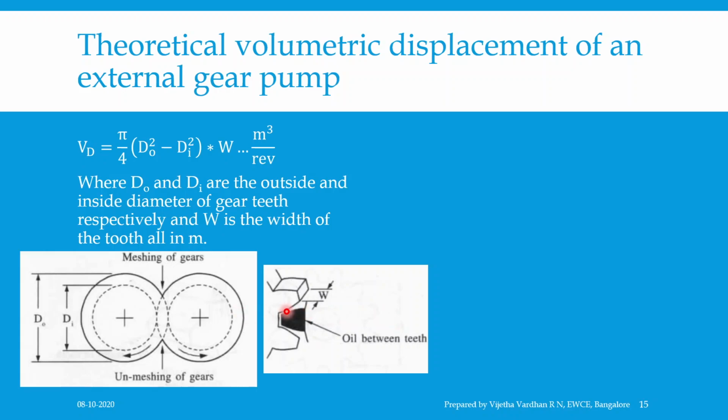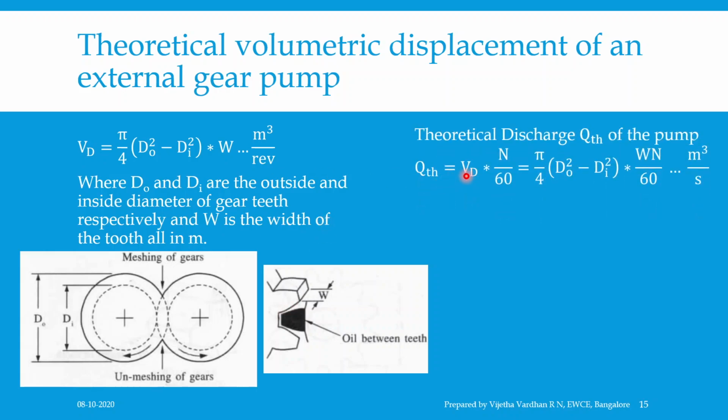Thus, the theoretical discharge QTH is given by the volumetric displacement into the speed of the rotor divided by 60 to convert into RPS, that is meter cube per second. Now, Vd we already got, that is pi by 4 (d0 square minus di square) into the width, which is the formula mentioned over here. Now the ideal discharge and speed characteristic of the pump is as shown in this figure.